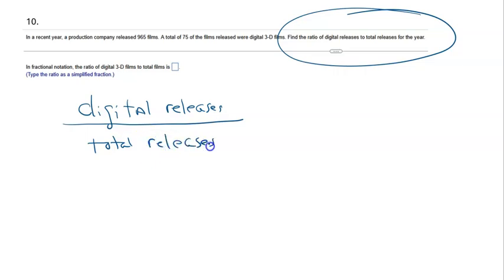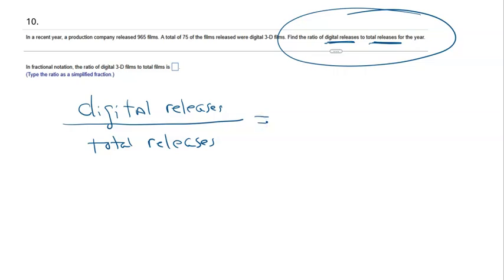So don't let this overwhelm you. Make sure you find the ratio of digital releases on top, total releases on the bottom. Then dig through your problem to see if you have that information. Remember the last problem we did, with the triangle and the perimeter, we didn't have all the information. We had all we needed, but we didn't have the perimeter. We had to calculate that. So let's see what we have here.